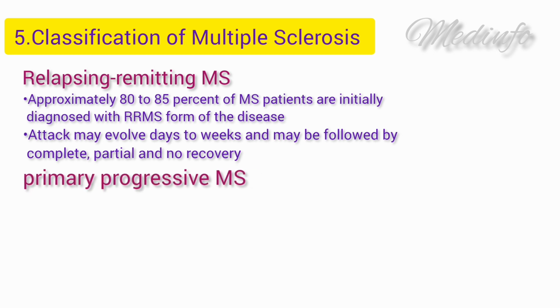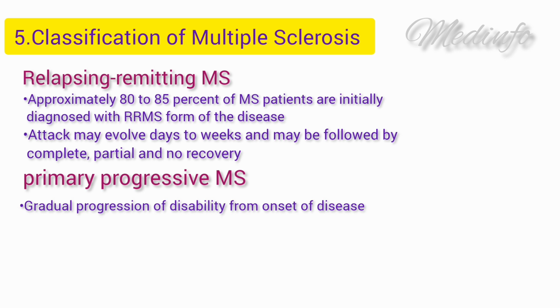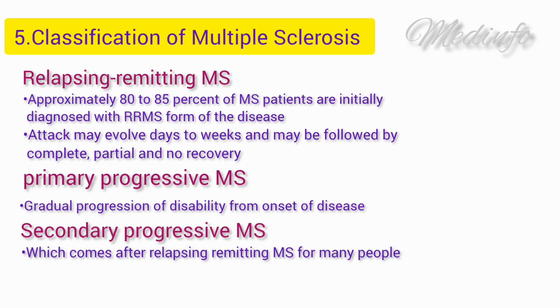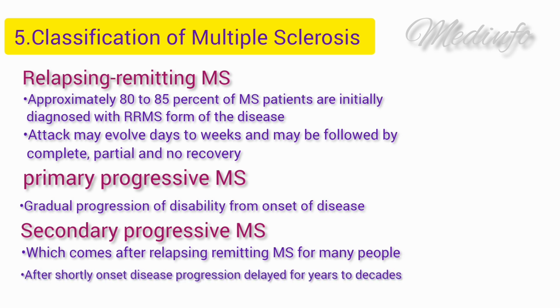In case of primary progressive multiple sclerosis, there is gradual progression of disability from the onset of disease. Secondary progressive multiple sclerosis comes after relapsing and remitting multiple sclerosis for many people. After the onset of disease, progression may be delayed for years to decades.